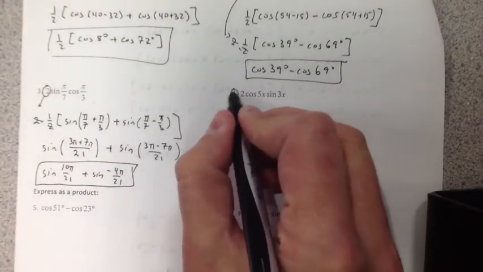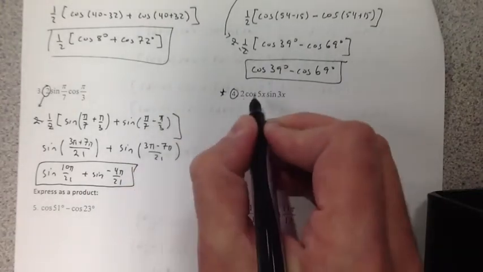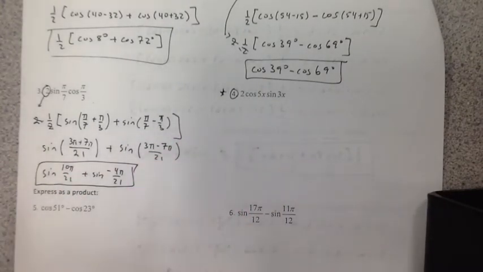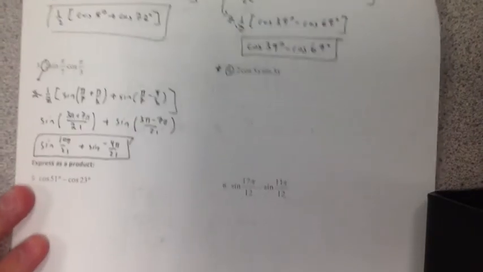All right, now, number 4. Try this one on your own. It's cosine sine, so it's the same rule as here, except that becomes a minus. So try that one. All right, let's try the next bunch, okay?